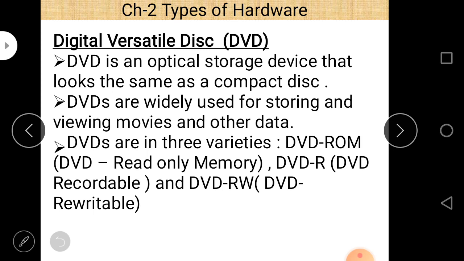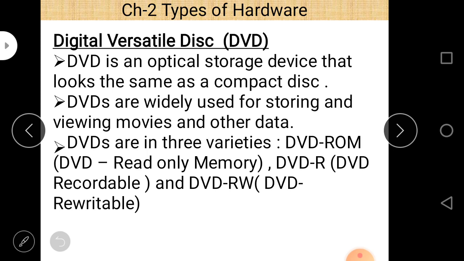DVDs again come in three varieties: DVD-ROM, where ROM means read-only memory, DVD-R, DVD recordable, and DVD-RW, meaning rewritable. So there is a similarity between the types of DVD and the types of CD. You can see that there is again a ROM, recordable, and rewritable type.